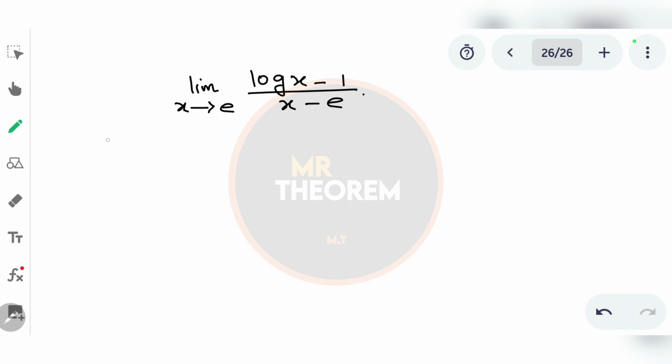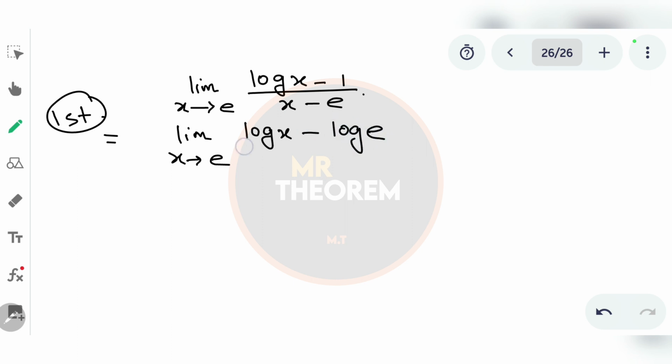So this is our question. First of all, we will solve this by two distinct methods. The first method will be limit x tends to e, log of x minus log of e. 1 can be written as log of e, since log of e to the base e equals 1. So this is a calculus based question, so we don't mention precisely the base e, but it is invisibly there. So log e equals 1. Now divided by x minus e.